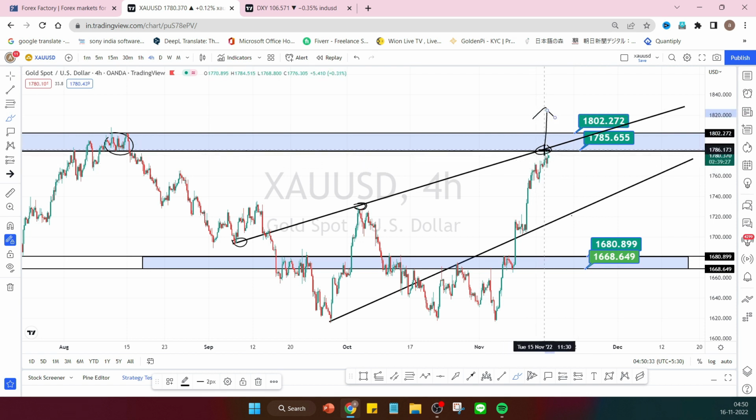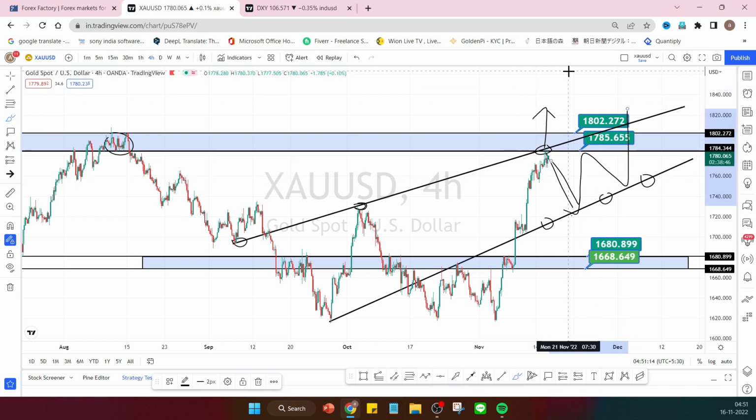There are more chances that we can expect a bearish side retracement to start in 4 hours time frame. But as long as the price action is trading above this trend line or the support line, it is still in a bullish trend for now in 4 hours time frame.